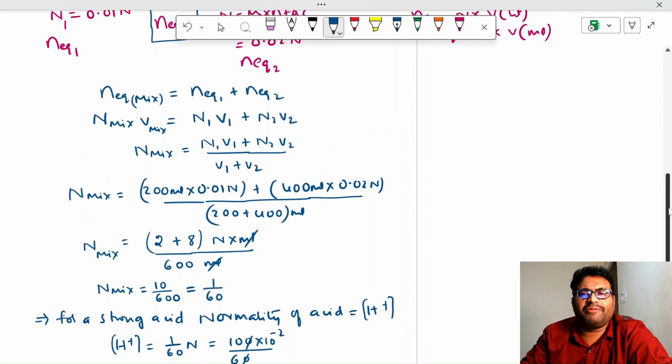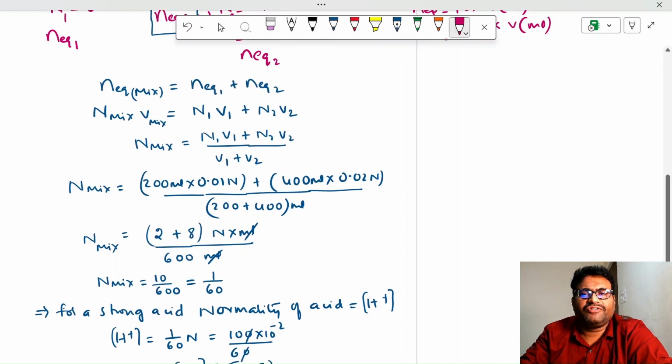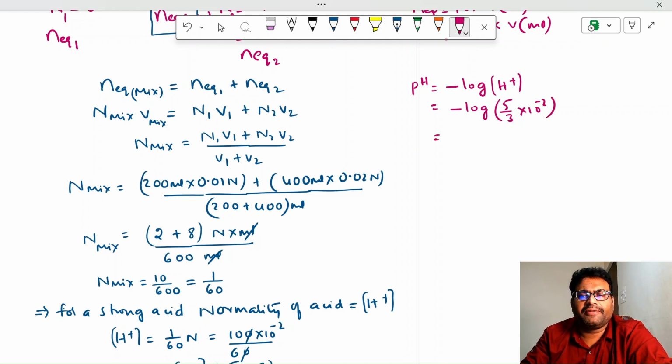Then let us calculate the pH for this. We know that pH is equal to minus log of H+ ion concentration. That is equal to minus log of 5 by 3 into 10 power minus 2.